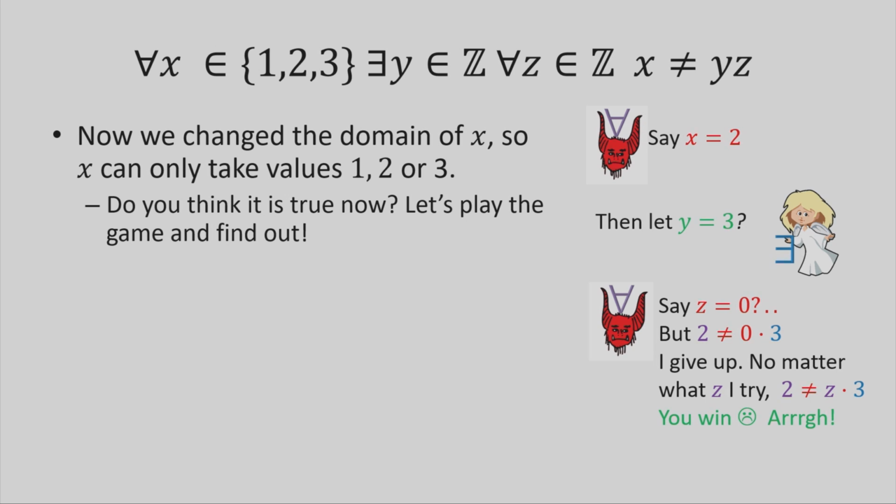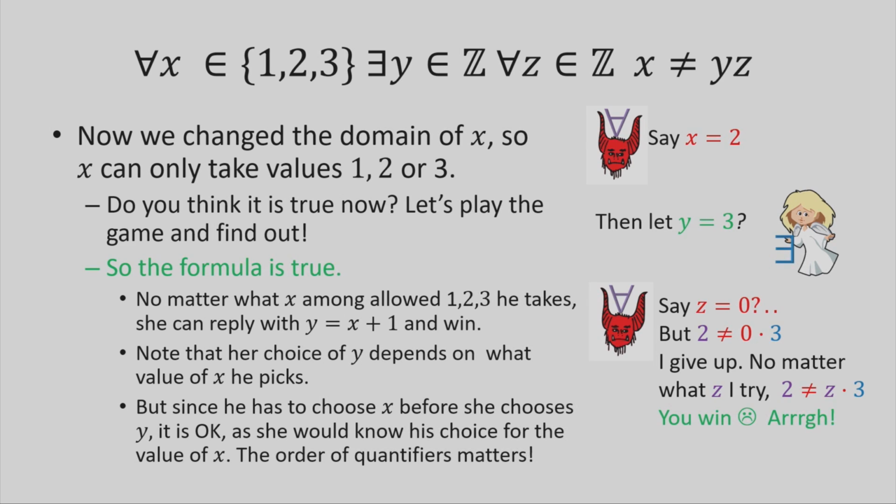Notice that she needed to make a right choice in order to win. If she would take y to be equal to 1, she would lose, but she had an option of making the right choice. How did she decide what to take? Well, for example, maybe she looked at the x that he picked and said, why don't I take the same number plus 1? Then it's guaranteed that it's not going to be divisible.